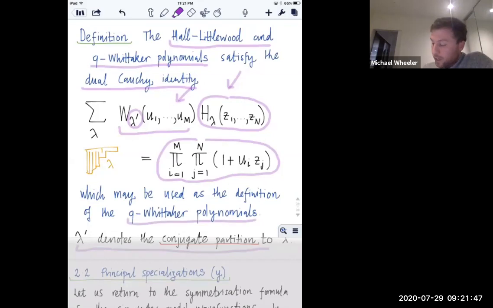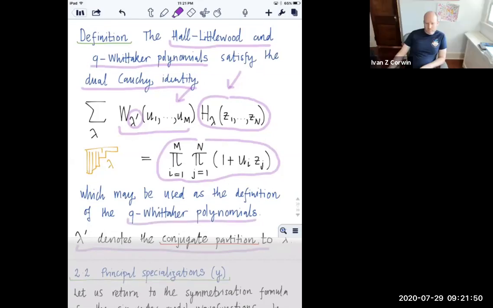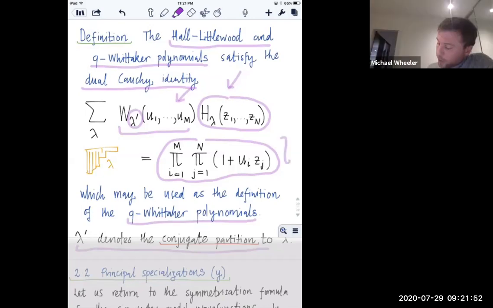Why does it serve as a definition? Well, the reason is, of course, I can take that product on the right-hand side and decompose it in terms of Hall-Littlewood polynomials in the z alphabet. Hall-Littlewood polynomials comprise a basis of the ring of symmetric functions in n variables, and so when I decompose that product in terms of Hall-Littlewoods, I will get some coefficients, and the coefficients will have to be the q-Whittaker polynomials. So this is the definition that I'm going to use.